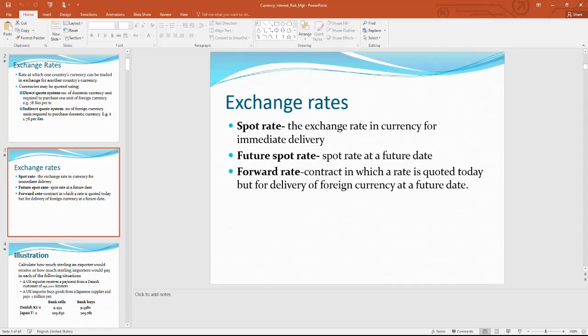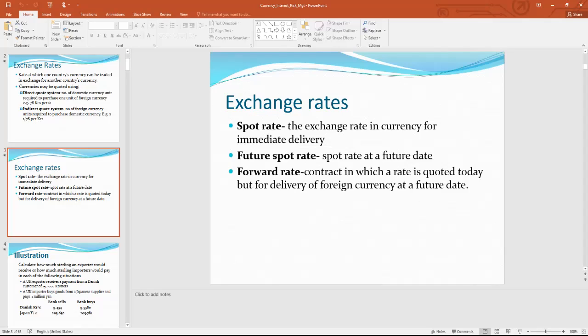Okay, so you agree on the rate to be applied in the future today. We call it the forward rate. Now, both the future spot rate and the forward rate are rates to be applied in the future, but the future spot rate is the rate that will be applicable then at the spot market, at the market then. The forward rate is a rate to be applied in the future but agreed upon in advance, agreed upon, for example, today.